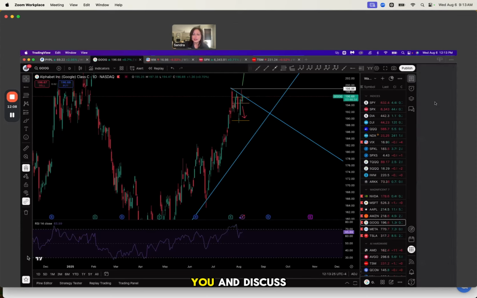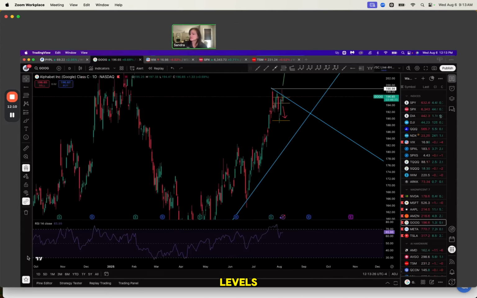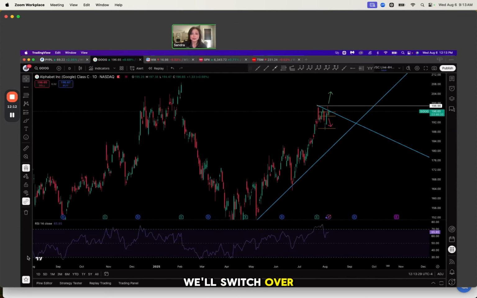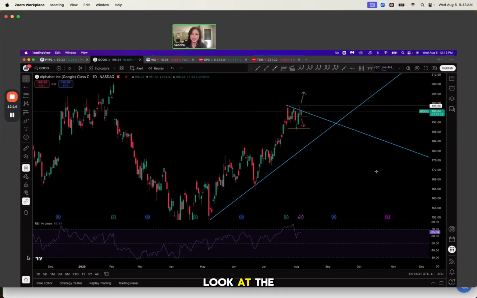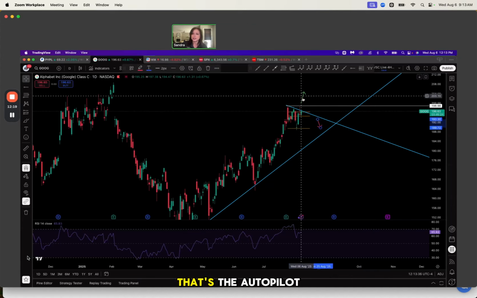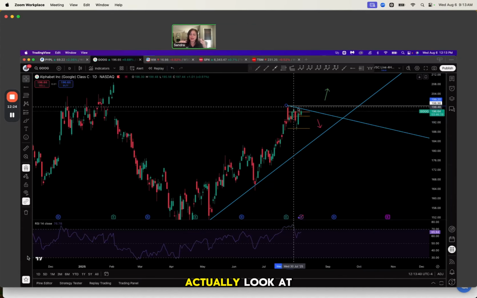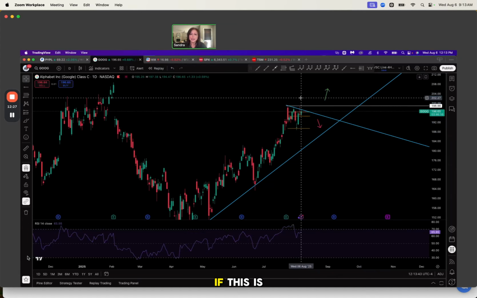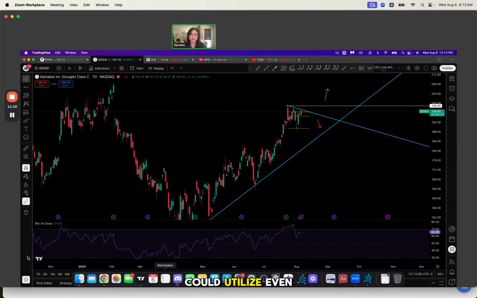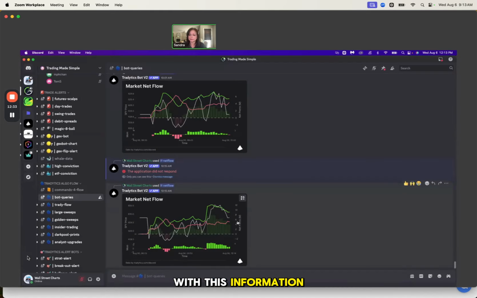You discuss the dark pool levels, I'll write those down, and then we'll switch over to my chart. We'll look at the indicator that we give our autopilot members, that's the autopilot course, see where they lie, and see if this is still something they could utilize even with this information. All right, okay.